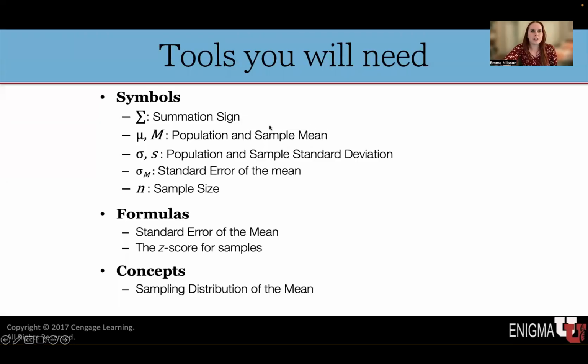Some of the tools that we're going to use today: we're going to use pretty much all of the symbols we've learned thus far. So if you need a reminder of these, take a picture, write them down, take some notes. We will be using these today. The formulas we're going to be using, we're going to go back to that standard error of the mean formula and the z-score for samples formulas we talked about. And we are also going to go back to that sampling distribution of the mean concept from last lecture.